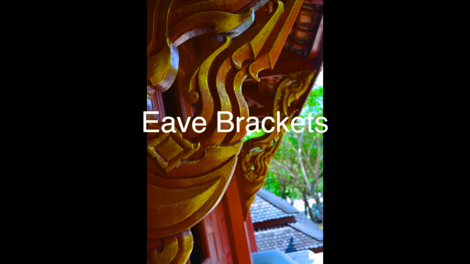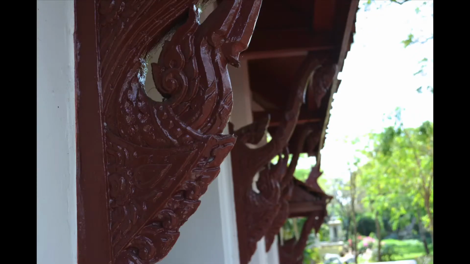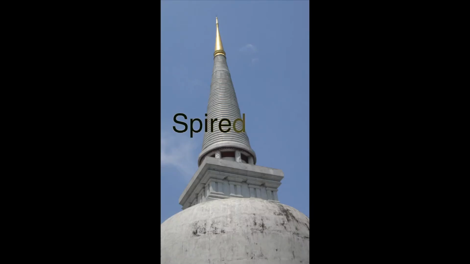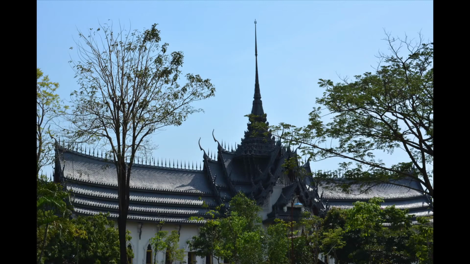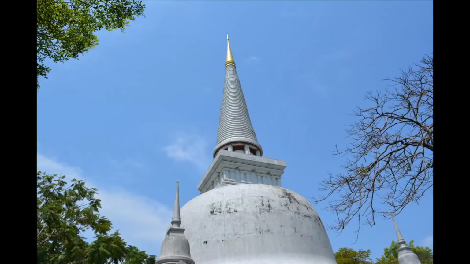Eave brackets. Eave brackets are among the most creatively carved wooden decorations in Thai temple architecture. Eave brackets are used for the support of the overhang of the house or palace. Spired roof. Spired roofs are only on buildings of the highest status. It is inspired by Khmer Hindu temples.